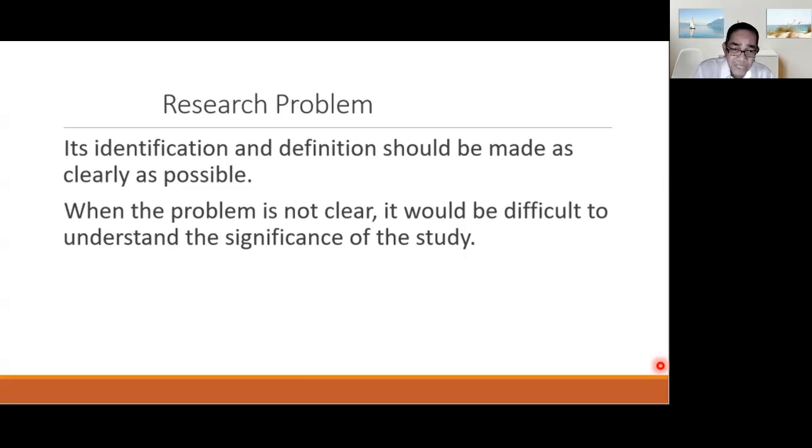And its identification and definition should be made as clearly as possible. Because when the problem is not clear, it would be difficult for one to understand the significance of the study. That is why later on, I'm going to teach you how to write the introduction. You will understand that we have to be very, very clear on what the problem is.